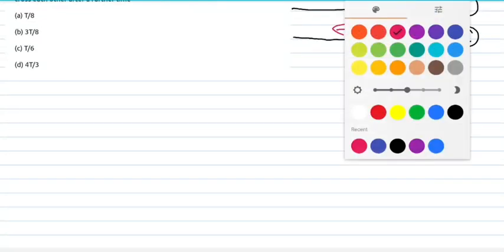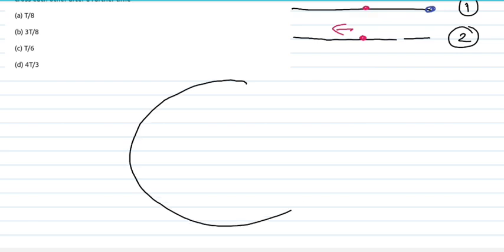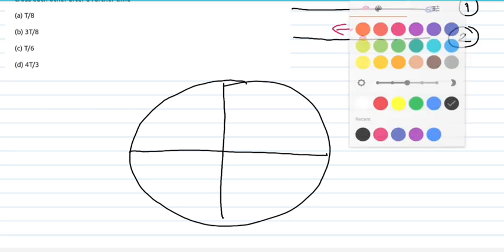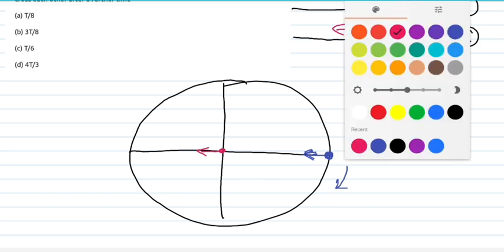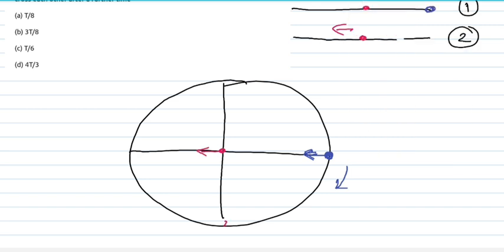So let me draw a circle here. In this circle, the first particle is at the extreme position over here and it is moving towards the mean position. That means if I consider a particle over here, the first particle is moving down along the circle. Now the second particle is starting from the mean position and moving towards the negative extreme position. If I take a particle-like arrangement, the particle will be down over here and moving along the circle like this, upwards.